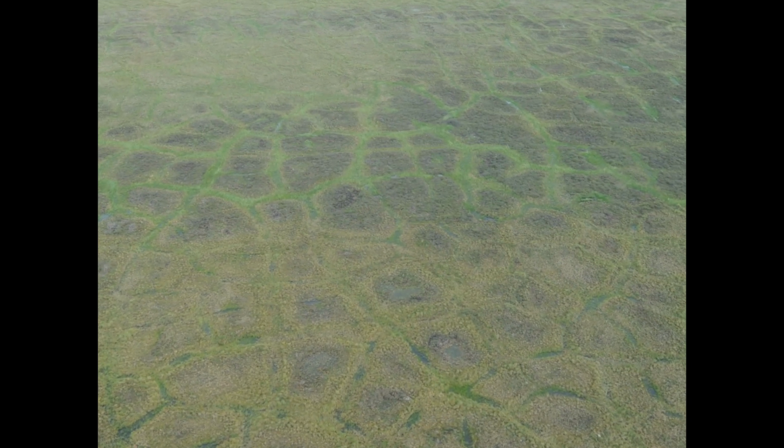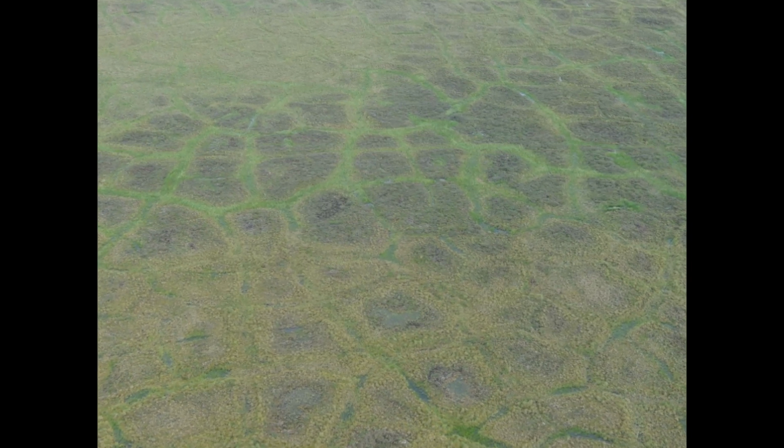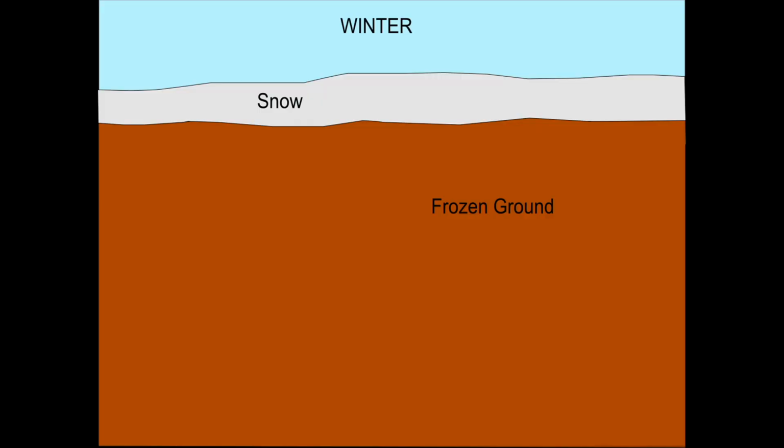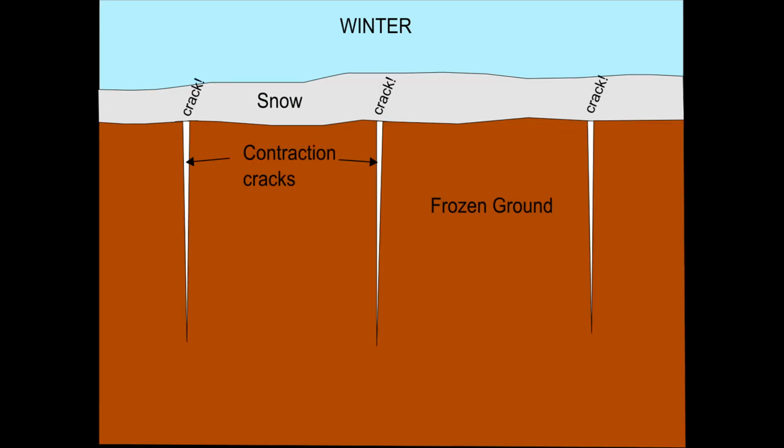Ice wedge polygons form only in places where there is permafrost, permanently frozen ground. Winter. A diagram of crack formation. A layer of snow sits on top of frozen ground. The ground has several deep contraction cracks in it. The polygons form when solidly frozen ground shrinks and cracks during very cold winter weather.